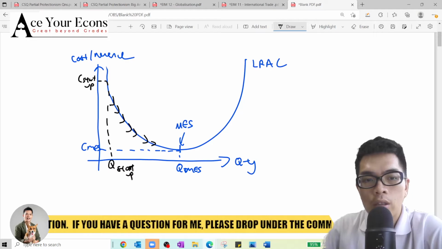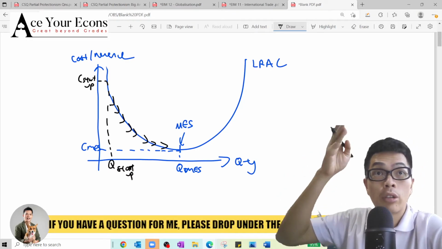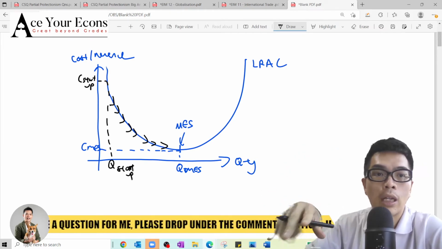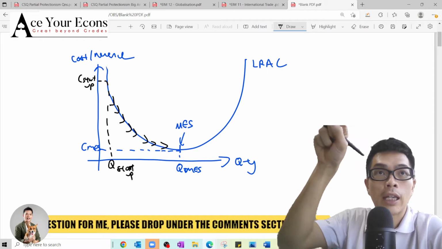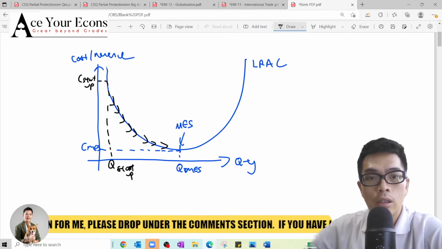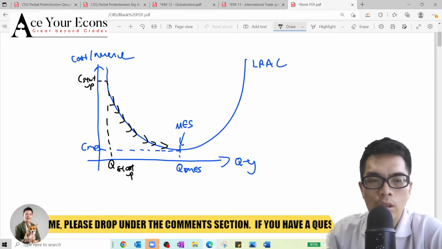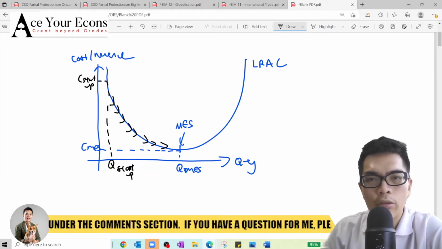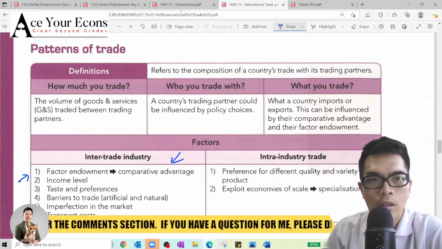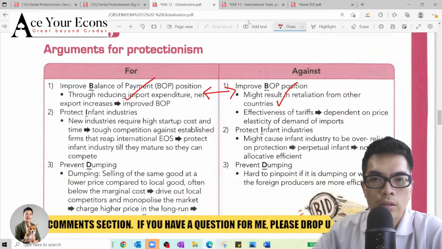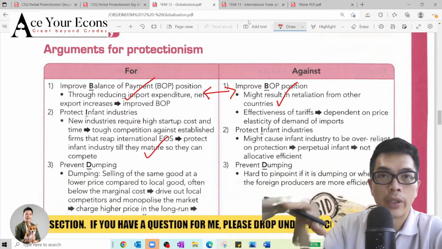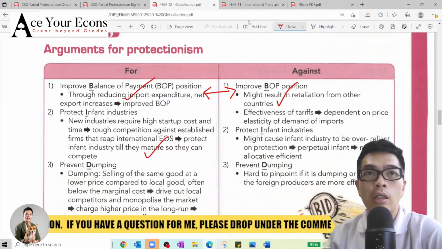You see that? So the whole idea is to allow them to move downwards through imposing import barriers, import tariff, import quota, so that your startup can move downwards and exploit the economies of scale. So what is the counterpoint of this? Until they are mature enough, they can reap economies of scale, then they can compete. Then in that case, we withdraw the trade barriers.